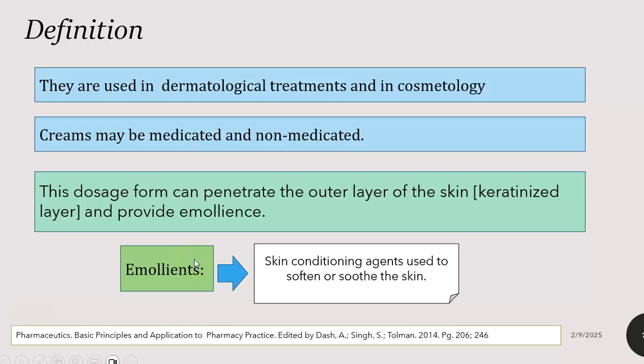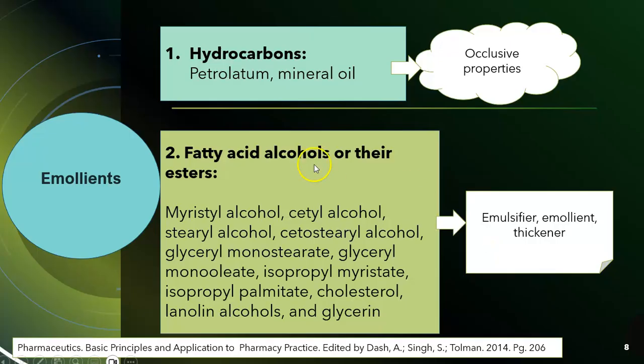What are emollients? A quick review. These are skin conditioning agents used to soothe or to soften the skin. And because they're emollients, these are the ingredients that are likely to be found in creams. Hydrocarbons, such as your petrolatum, your white soft paraffin, for example, mineral oil, and these, because of their occlusive nature, block the moisture from leaving or entering the skin. That is what makes them good emollients.